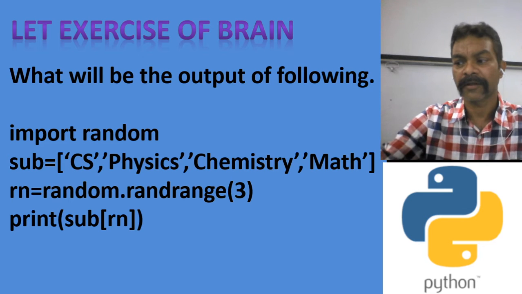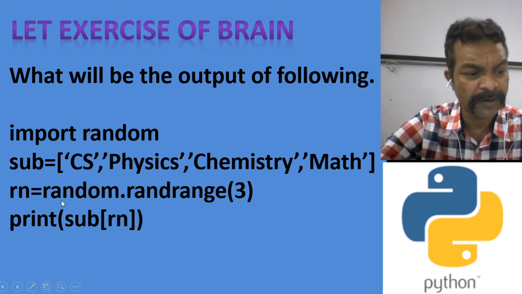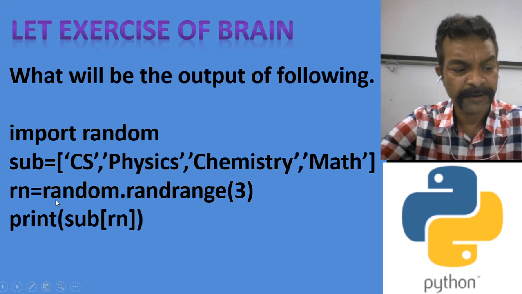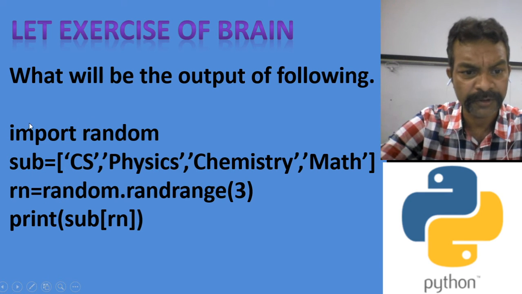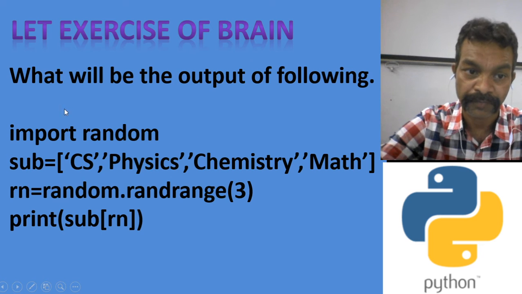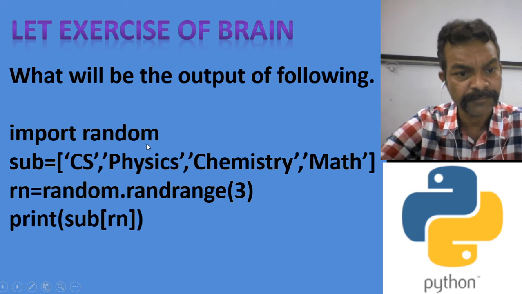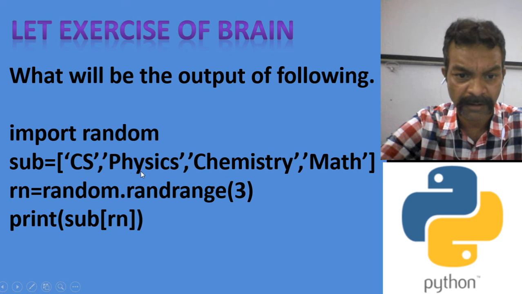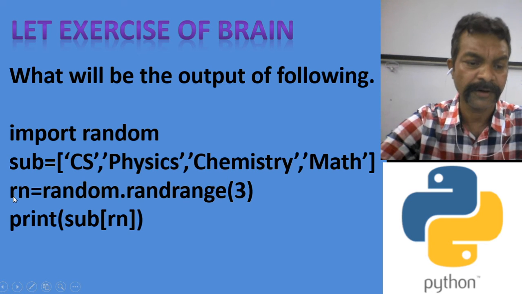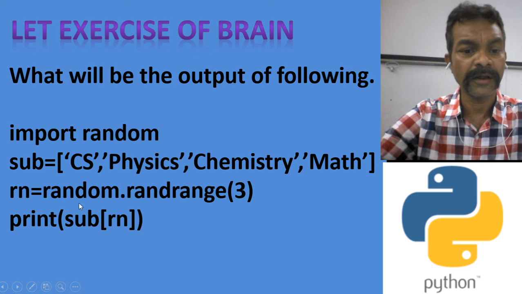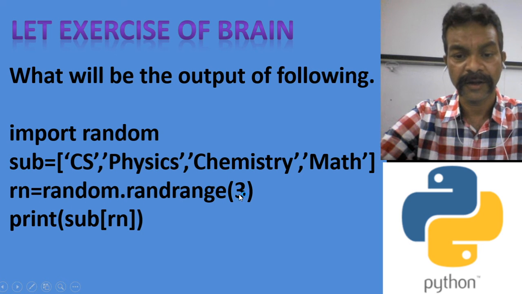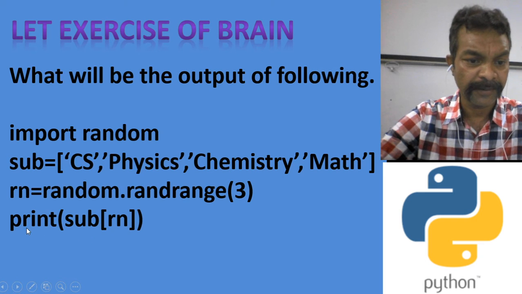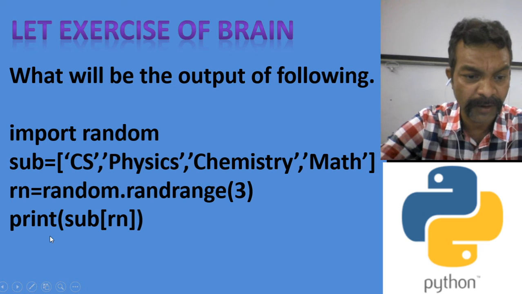Now let's do an exercise of the brain so that you will understand better. This type of question is asked in the examination also. See this question: import random, sub is equal to a list given here. The items of the list are CS, physics, chemistry and math. And then in the third statement I have used the randrange function. Rn is equal to random.randrange(3). Lower limit is not given here, only the upper limit 3 is given. And print sub[Rn]. So we have to write the answer.